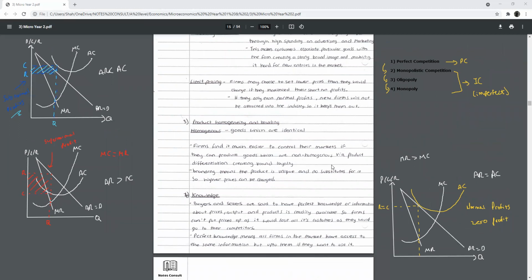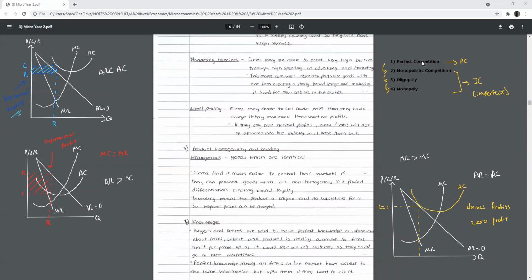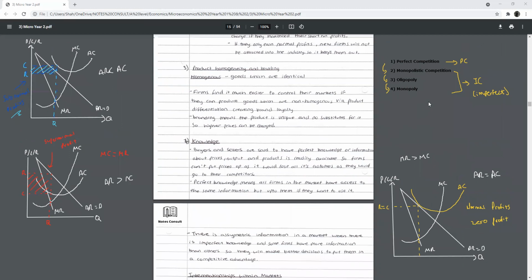So other characteristics are things like product homogeneity, which we saw was how identical these goods are. So if it's homogeneous, then the goods are identical, and we saw that that's only with perfect competition. But as we move along 2, 3, and 4, because they're in imperfect competition, they become non-homogeneous. And also these firms become price makers. They set the prices of their goods, whereas in perfect competition, they're price takers. They can't set their prices. They can only charge one price.